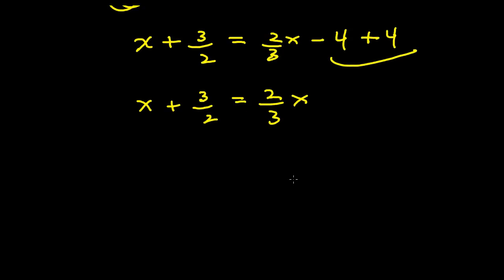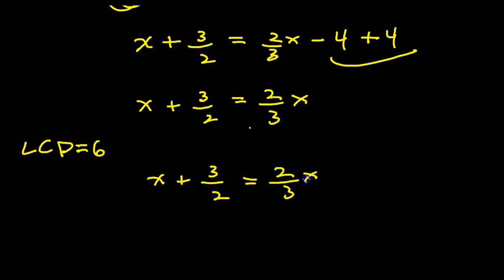All right, now I'm going to clear away the fractions. I see the LCD is going to be 6. The least common multiple of 3 and 2 is, of course, 6. So I'm going to multiply both sides, all terms, by positive 6.